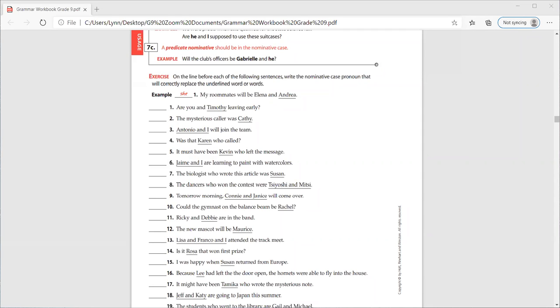I was happy when she returned from Europe. Correct. Because she had left the door open. Yes. It might have been she who wrote the mysterious note. Correct. Jeff and they are going to Japan. Correct. The students who went to the library are they. Correct. And could the Count of Monte Cristo be he? Correct. Good job, Hannah. Thank you. Are there any questions on this page?